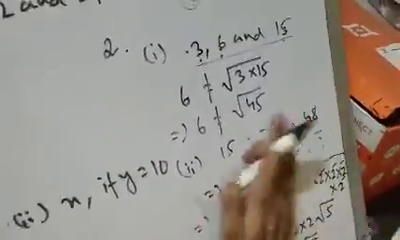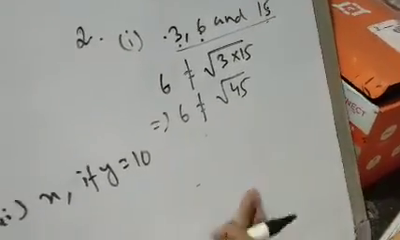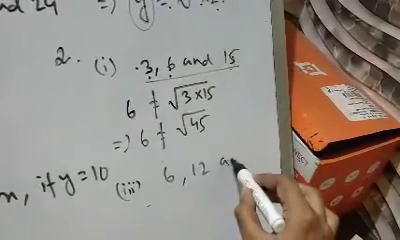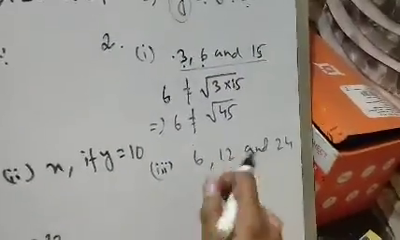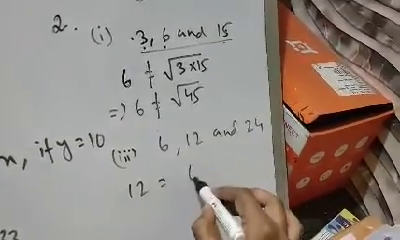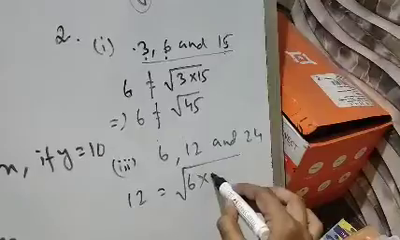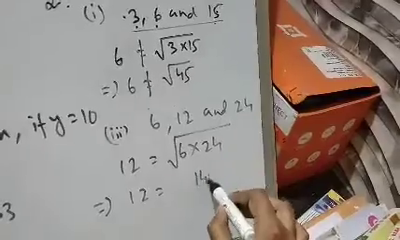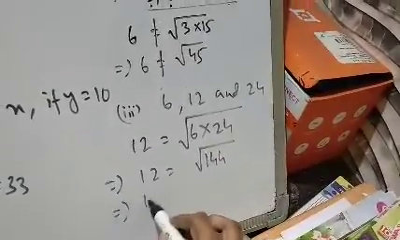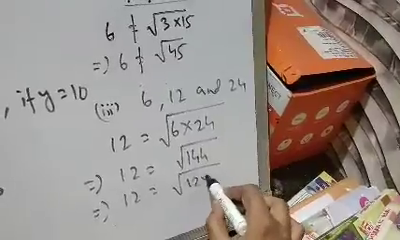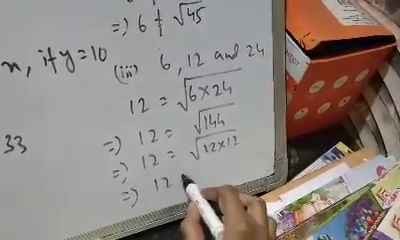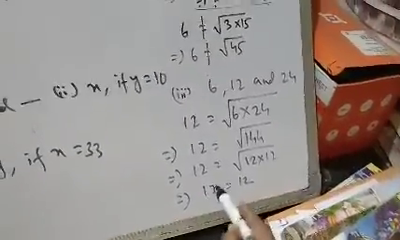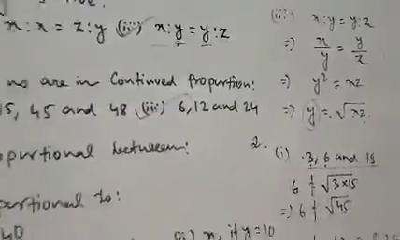Next, let's move to option 3. Option 3 is 6, 12 and 24. So the middle term is 12. Therefore, 12 must be equal to the square root of the product of the first term and third term. Now check: 6 12s are 144. Now 144 means 12 into 12. From here, extract 12. Now see, this is equal. It is exactly equal. This is 12, and here also it is 12. Therefore, it satisfies the relation. Therefore, your answer is option 3.